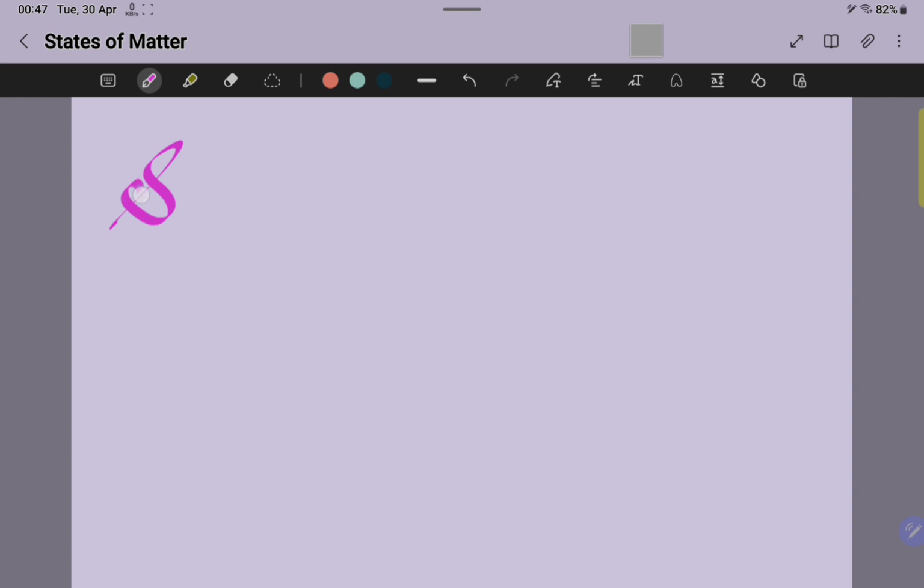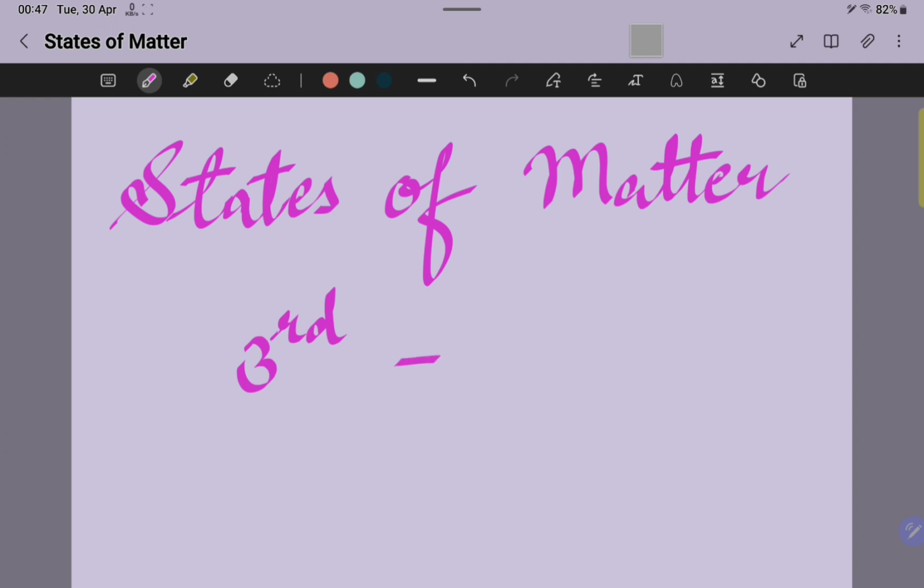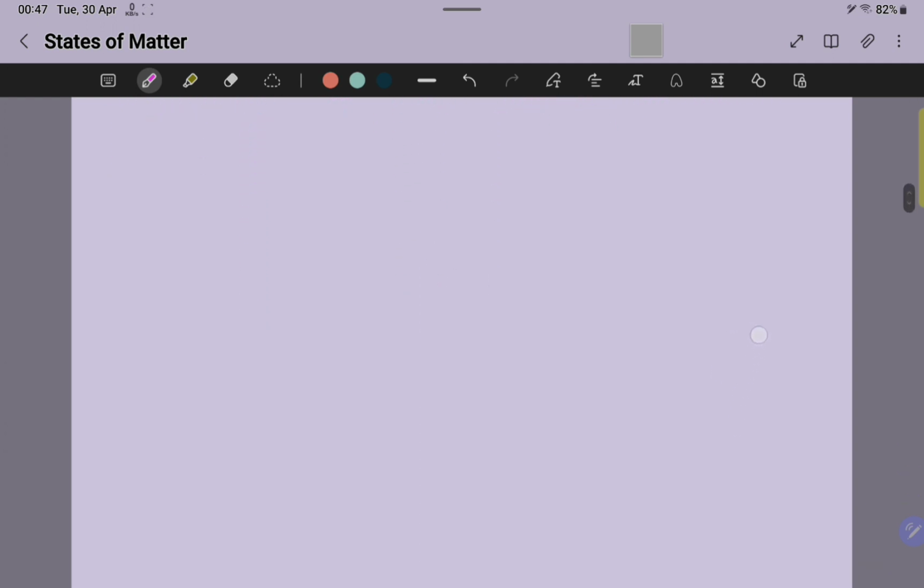The topic that we are going to study today is states of matter. This is a very important topic that you start studying in class 3rd and study till class 10th. So before starting the topic, you must know what matter is.